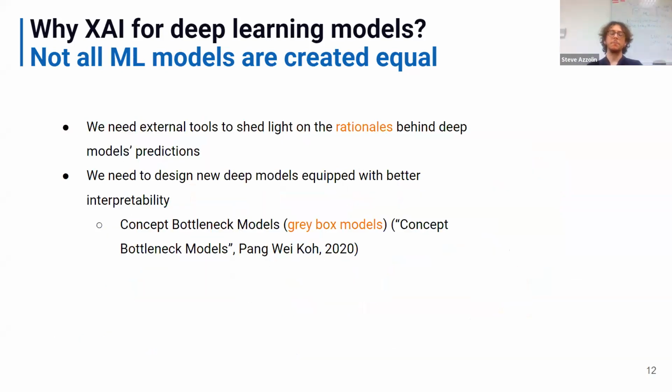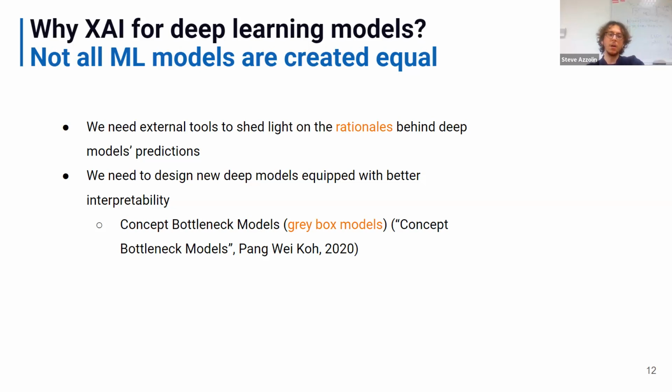At this point, it may seem pretty clear that there are two possible directions we can go as a field. We may either need to develop external tools that can inspect the model and give the rationale behind the model's prediction, or we may need to develop new algorithms that are equipped by design with better interpretability. An example of this direction are concept bottleneck models, which are often referred to as gray box models, in the sense that they settle a bit in the middle between white box and black box.